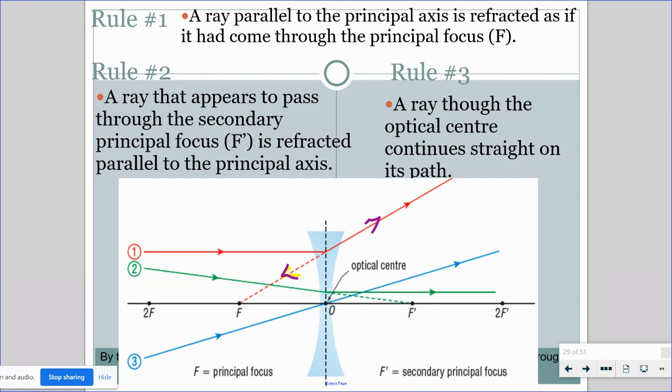And then number two, a ray that seems to pass through the secondary principal focus. So it's like we're lining up our ruler to go through F. It's going to refract parallel to the principal axis. And then again, if it goes straight through the optical center, it just goes straight.